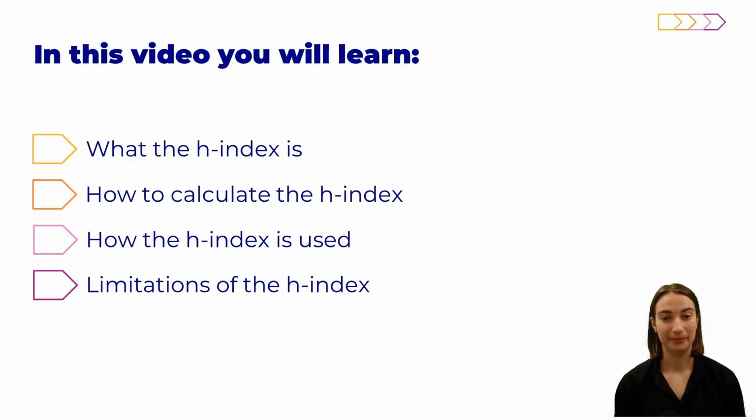Still, many academics do not fully understand how bibliometric indicators are calculated or the many factors that influence them. In this video, I will teach you about one of the most used indicators in bibliometrics, the H-index. I will describe what it is, how to calculate it, and explain how it is used. Most importantly, I will address the limitations associated with using it.